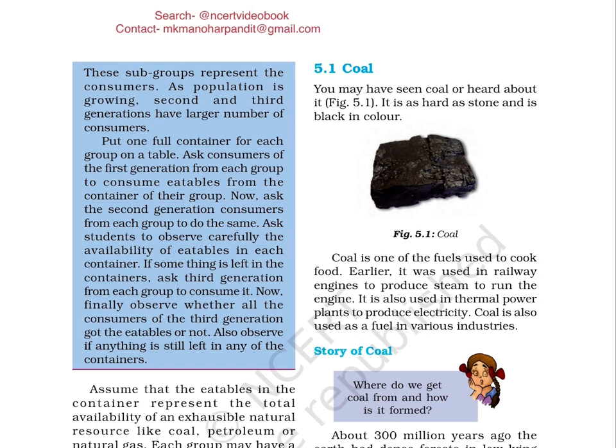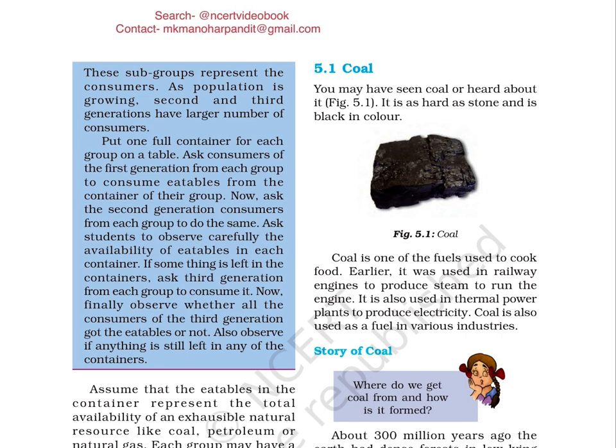Ask students to observe carefully the availability of eatables in each container. If something is left in the containers, ask third generation from each group to consume it. Now, finally observe whether all the consumers of the third generation got the eatables or not. Also observe if anything is still left in any of the containers.